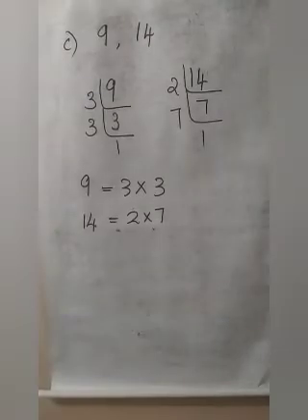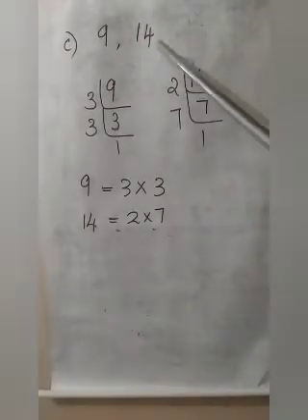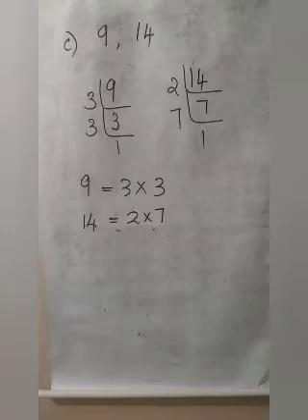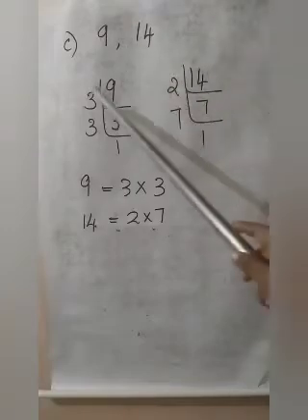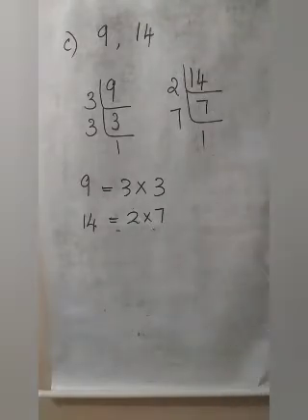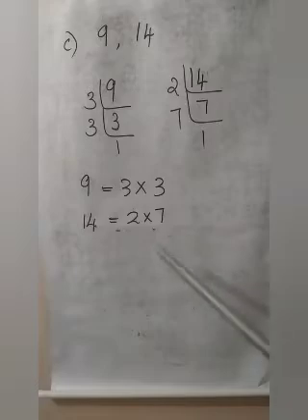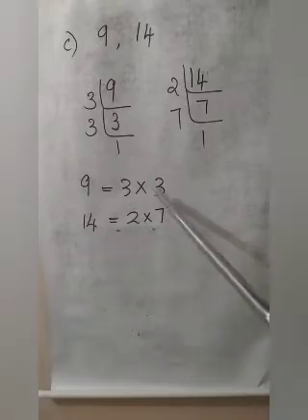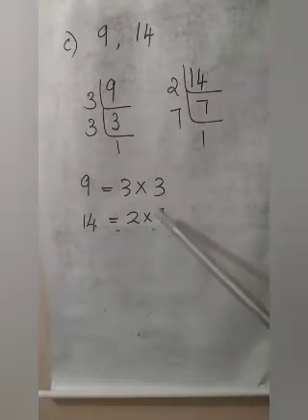See the next example. The numbers are 9 and 14. So when we are prime factorizing, what are the factors of 9? 3 into 3 is 9. What is 14? 2 into 7 is 14. So we prime factorize the numbers and we got the factors. 9 is equal to 3 into 3. 14 is equal to 2 into 7.